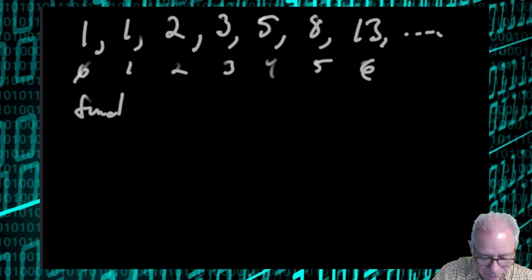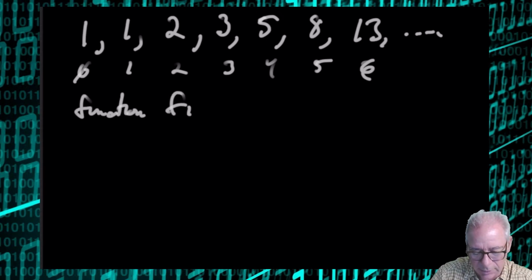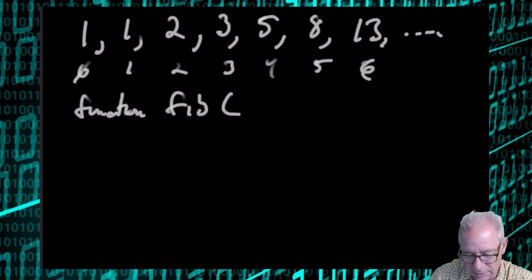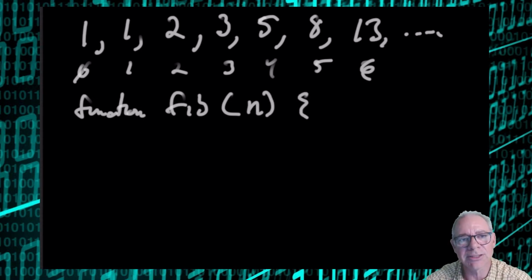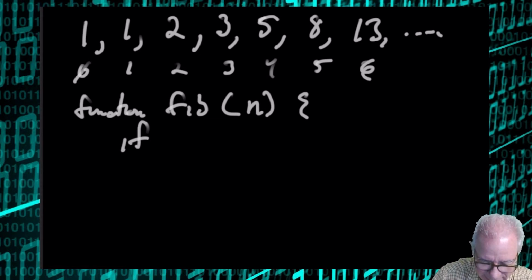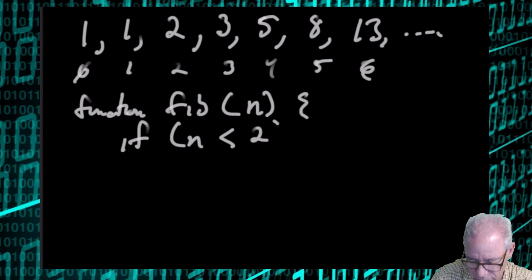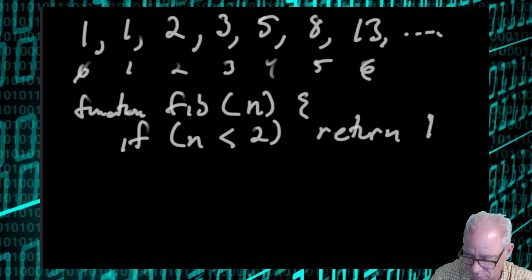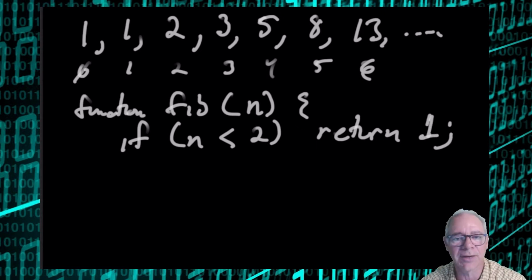So if I have a function, fibonacci, and I'm going to say n would return the nth Fibonacci number. Well, if n is either 0 or 1, the answer is just 1. And this is called the base case of the recursion. So you'd say if n is less than 2, we'll just return a 1. Okay, so we've handled that.